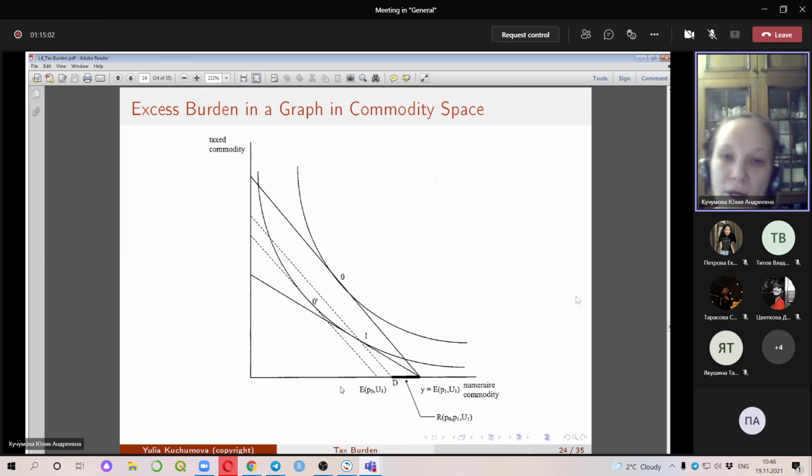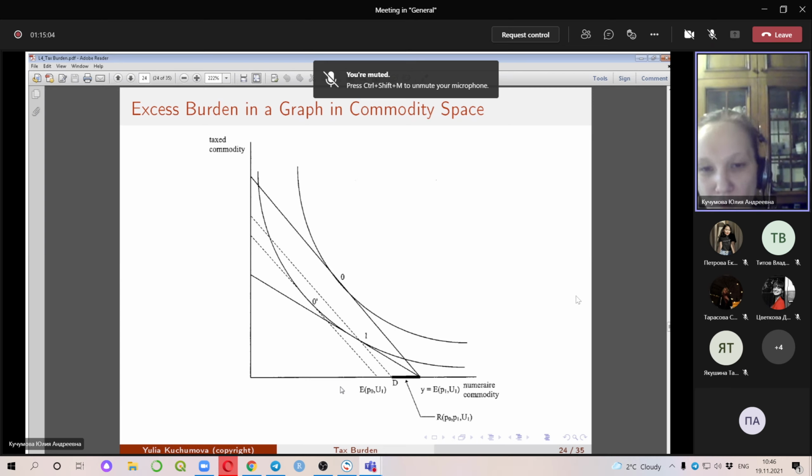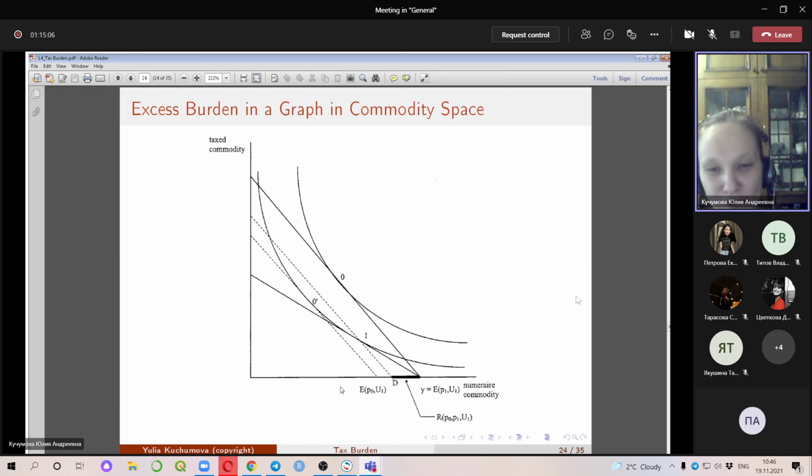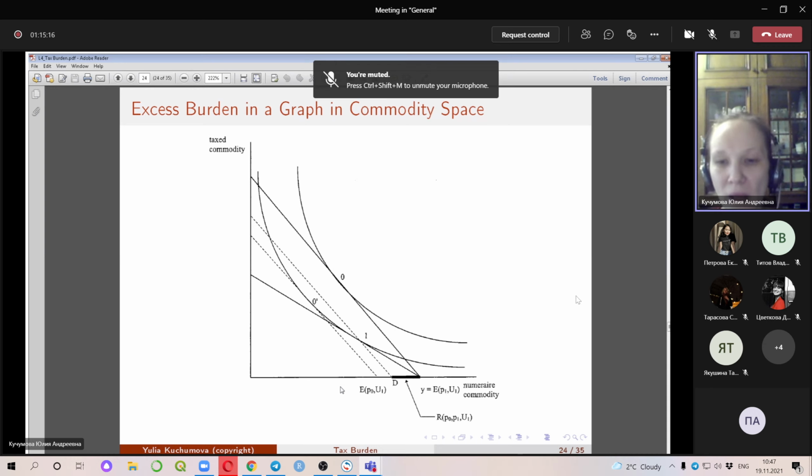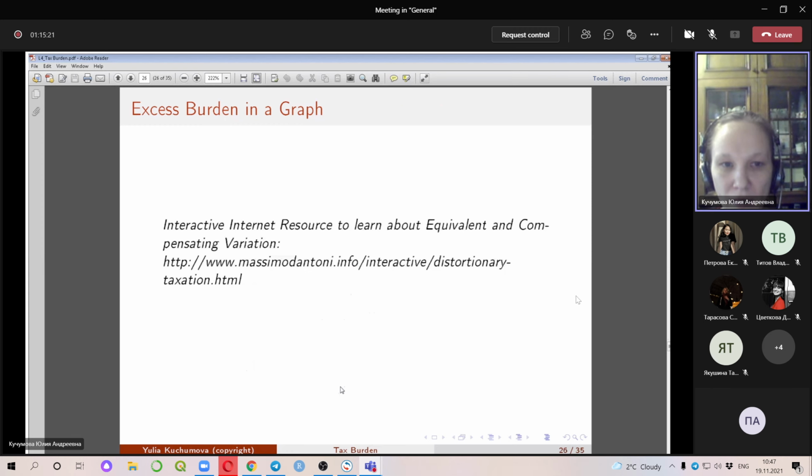Okay, so you will work more on graphs like that during the seminar. Hopefully you would be able to draw something by yourself to understand it better. There's also an interesting internet source that you can play with by yourself.